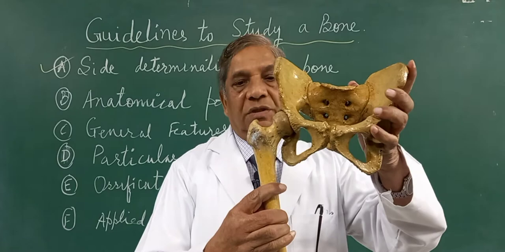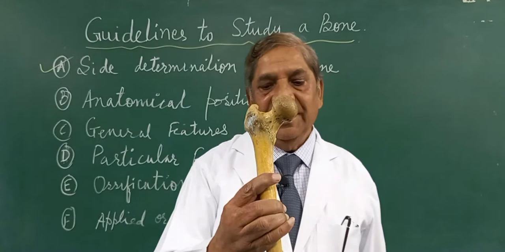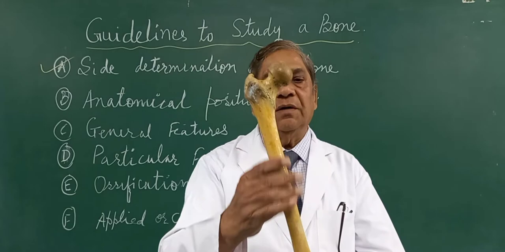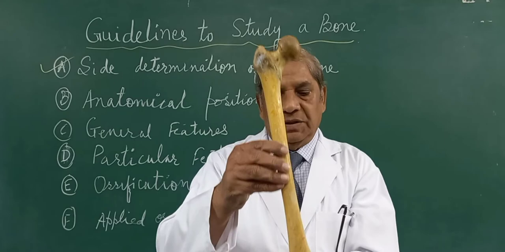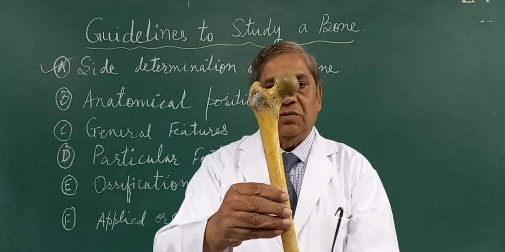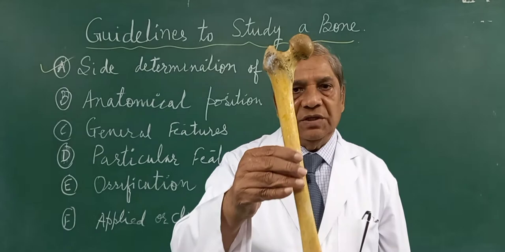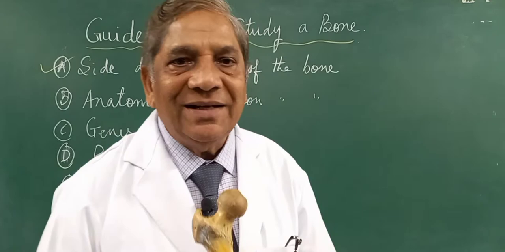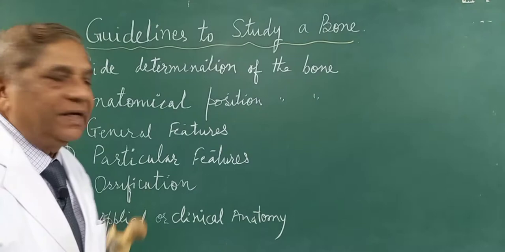So if you remove this, then this will give roughly the anatomical position of the bone. This is also found by keeping the lower end on a horizontal surface. When you touch the lower end to the horizontal surface, this will give the anatomical position. So always keep the bone, while you are learning it, in the anatomical position, and that will vary from bone to bone. That's why it is important to know the anatomical position.